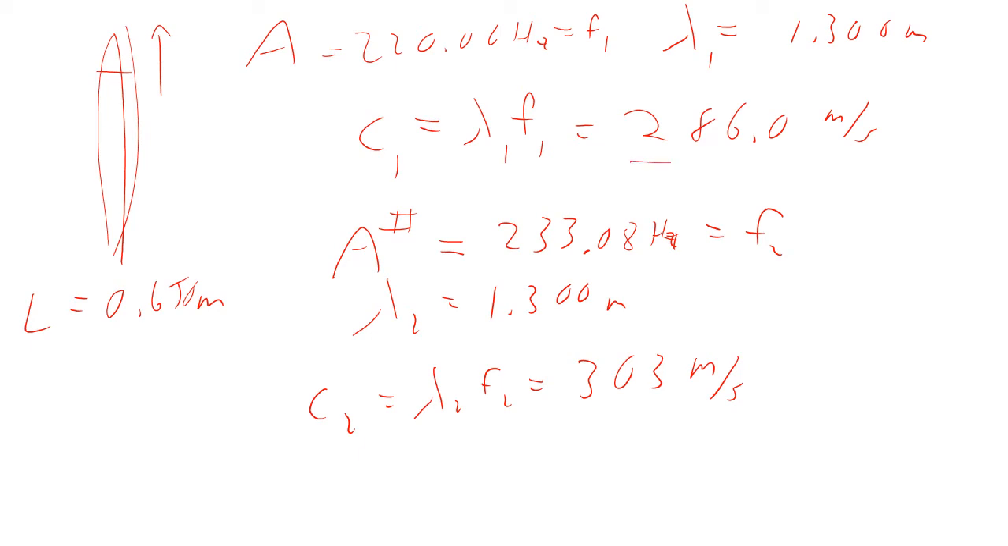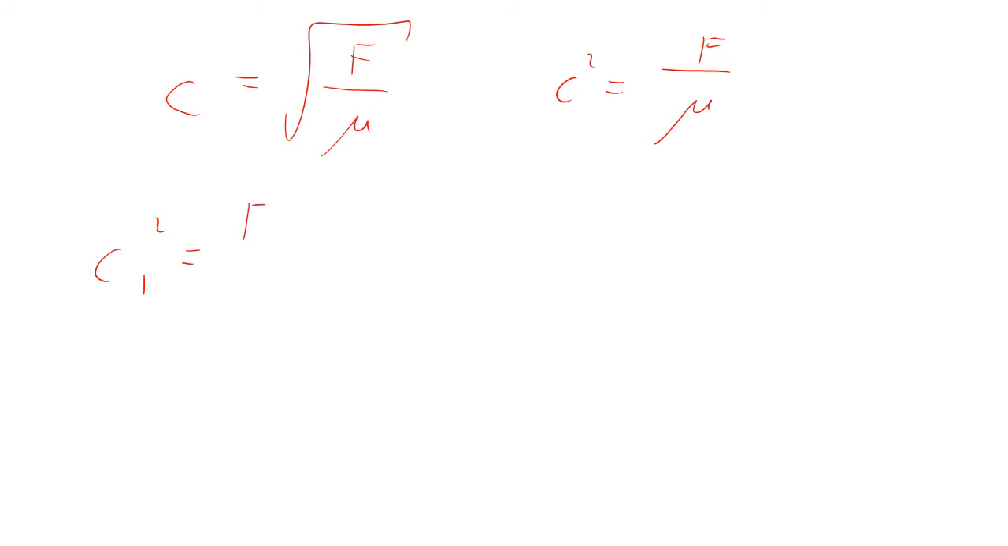So we got a change in speed from 286 meters per second to 303 meters per second. Well, how does the speed of a wave work here? It's the square root of F over mu. So I can actually square that and say C squared equals F over mu. So C1 squared is going to be equal to F1 over mu, and C2 squared equals F2 over mu.